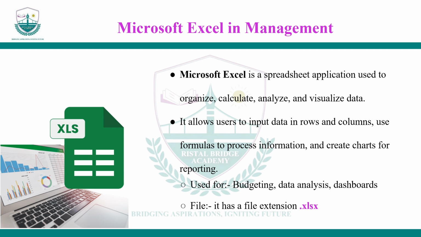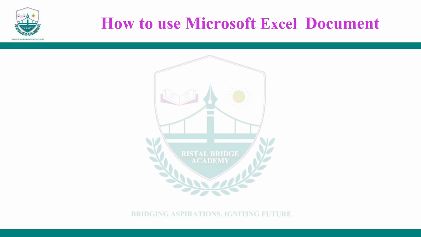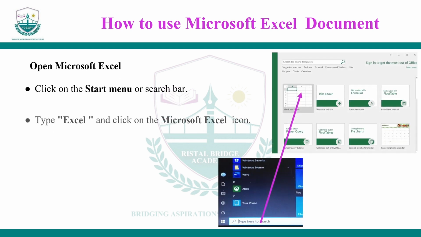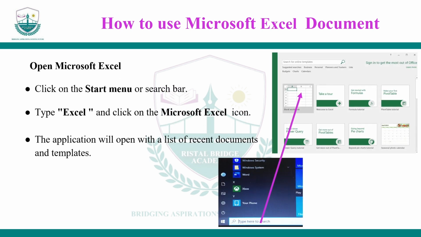How to use a Microsoft Excel document. To use Excel, click on the Start menu, type Excel, and open it. Choose a template or blank workbook to begin. Just like in Word, Excel also shows recent documents. This helps managers pick up work where they left off quickly and efficiently.